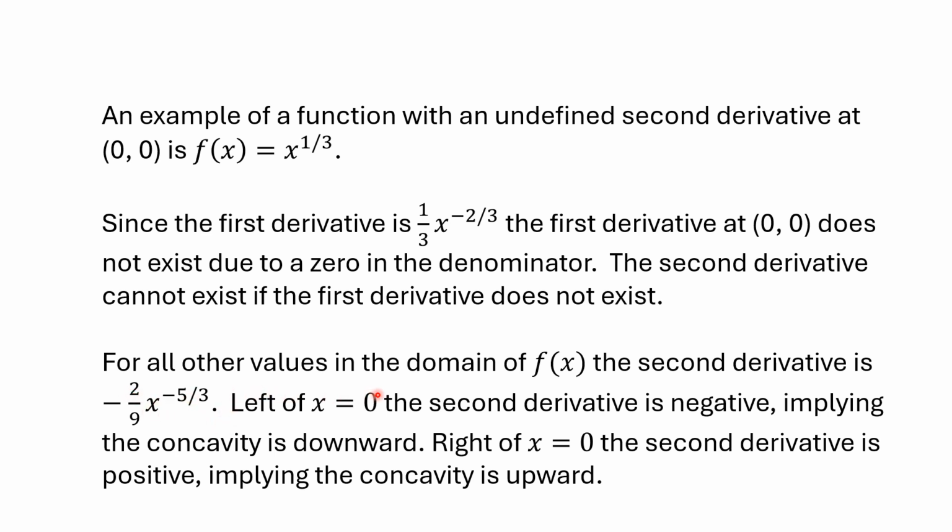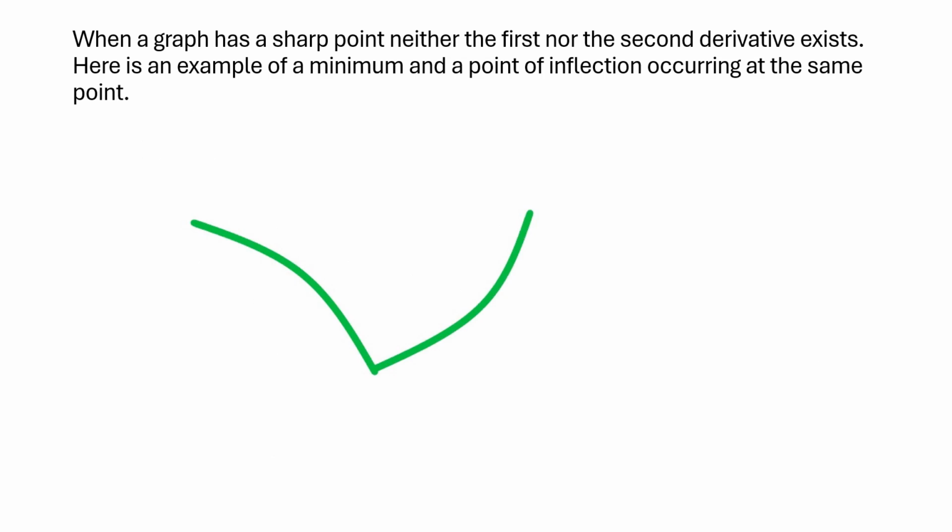For all other values in the domain, the second derivative is negative 2/9 x to the negative 5/3. Left of x equals 0, the second derivative is negative, implying the concavity is downward. Right of x equals 0, the second derivative is positive, implying the concavity is upward. 0, 0 is a point of inflection.